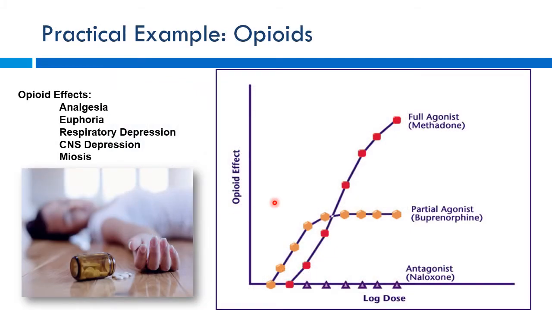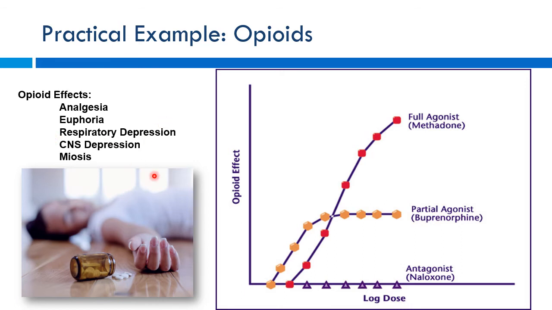Here's the example I was looking for in the slide. Opioid effects: normally think analgesia. There's heroin, morphine, codeine, Dilaudid, fentanyl. Any of these drugs are all in the same class as opioids. We see the analgesia, and a lot of people abuse them for the euphoria. And the big things we worry about are respiratory depression and CNS depression. This is how people die from opioids, right?